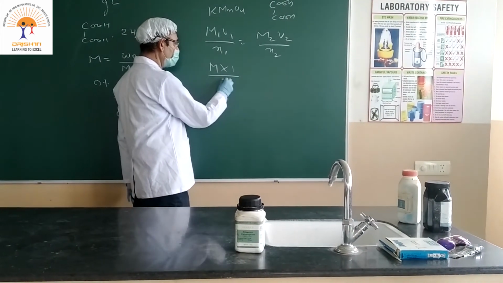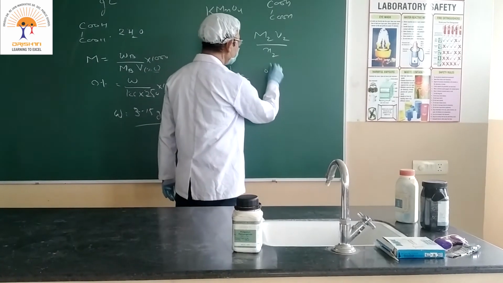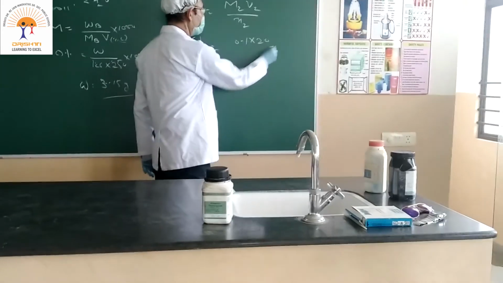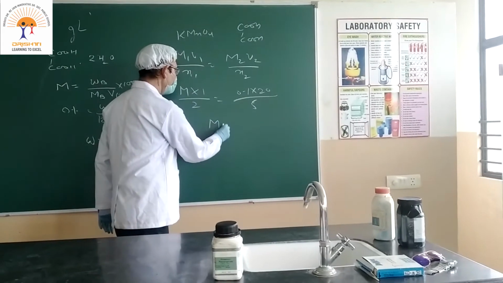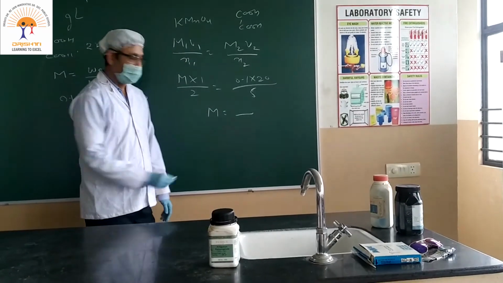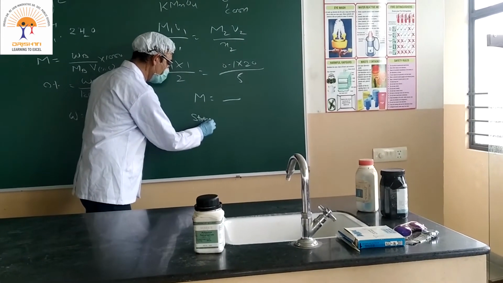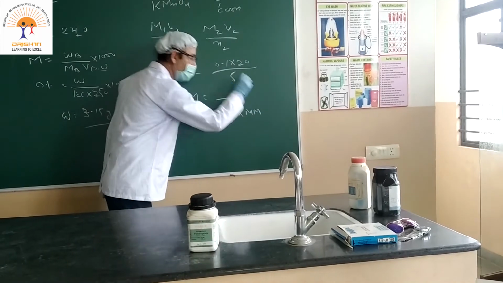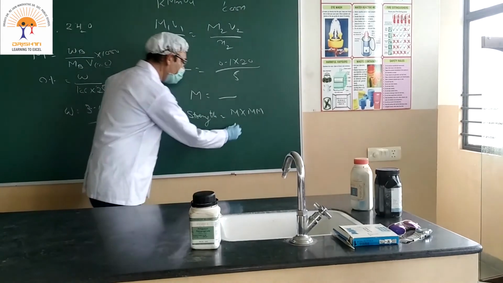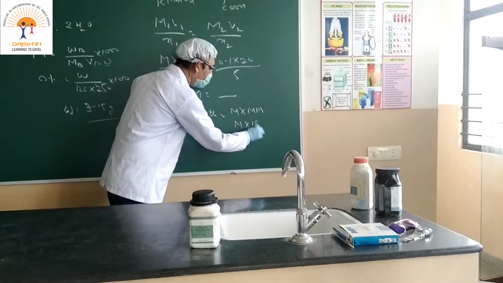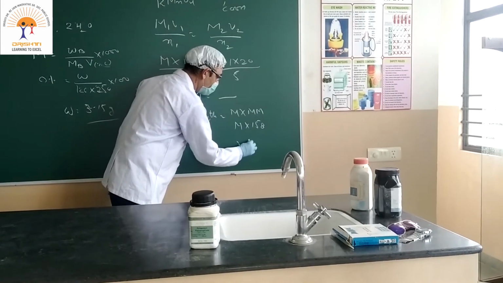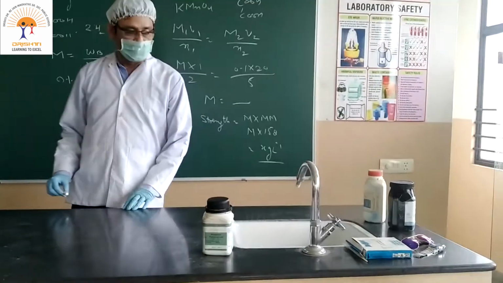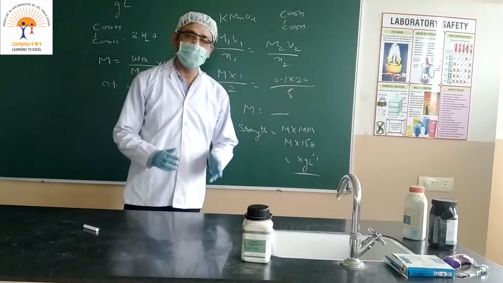Volume is 1 milliliter divided by 2. Molarity of the standard solution of oxalic acid is 0.1. Volume we have taken is 20 milliliters, and from here we get the molarity. And strength is equal to molarity into molecular mass of this potassium permanganate. So molarity multiplied by 158 will be equal to X gram per liter. That's how we have to perform this experiment.